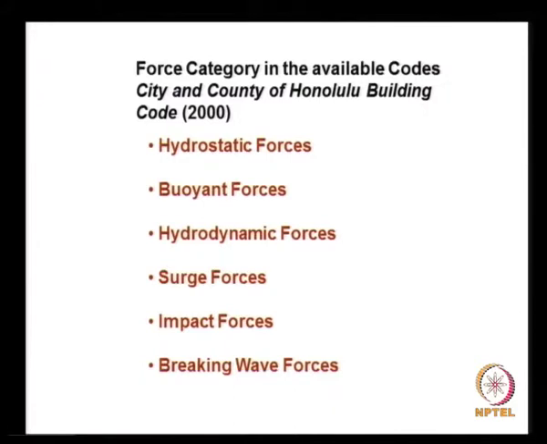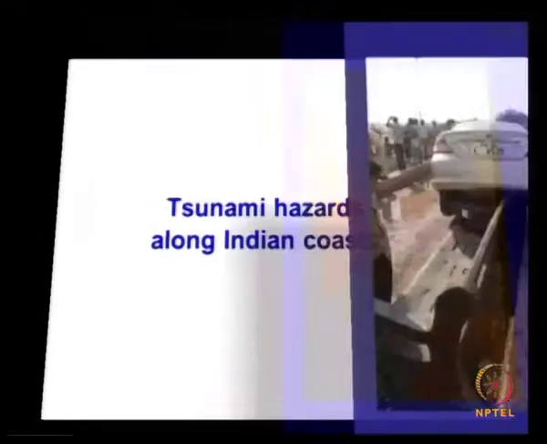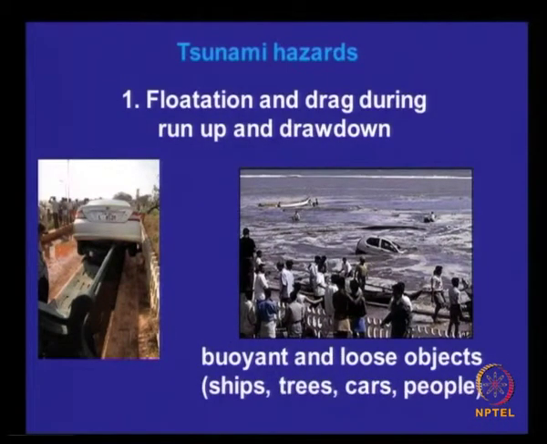Now coming back to the forces, force categories available in the available codes, the City and County of Honolulu building code, that is Honolulu, in Hawaii, USA. So what are all the different kinds of forces that can occur during the ingress of a tsunami? Hydrostatic force, buoyant force, then hydrodynamic, surge forces, impact forces, and breaking wave forces. Along the Indian coast you saw that there was flotation, drag force due to run up and draw down, buoyant and loose objects like ships, trees, cars, and people.